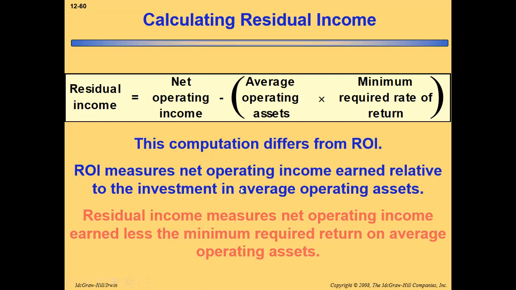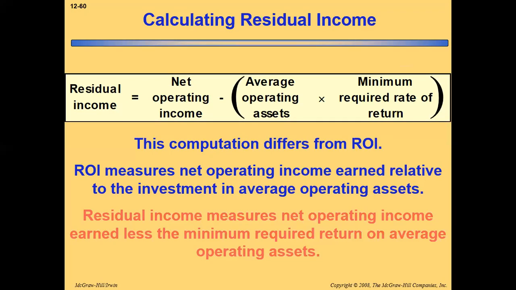জি স্যার। আচ্ছা, so this competition differs from ROI। আরওআই থেকে ডিফারেন্ট, এটা আপনারা দেখতে পাচ্ছেন, বাট অনেকটাই কিছুটা মিল আছে। ROI measures net operating income earned relative to the investment in average operating asset. Residual income, ROI actually কি করে? Net operating income, it is actually compared with the average operating asset. Average operating asset এর পার্সপেক্টিভে আমাদের net operating income কতটুকু আসলো সেটা ROI actually চেক করে। অন্যদিকে residual income measures net operating income earned less than the minimum required rate on average operating asset.